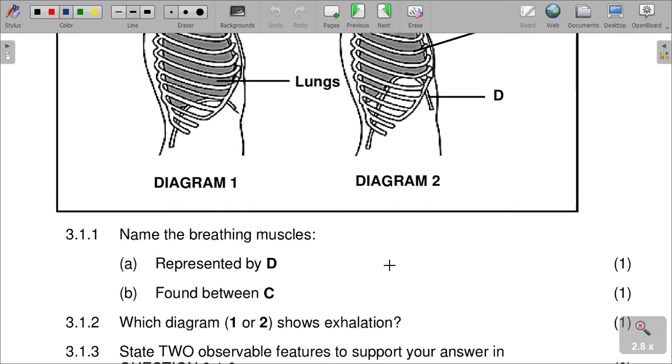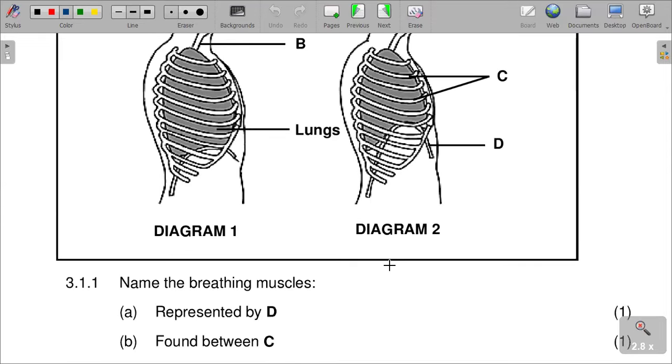Name the breathing muscle represented by D. D is representing the what? The diaphragm. D actually represents the diaphragm.